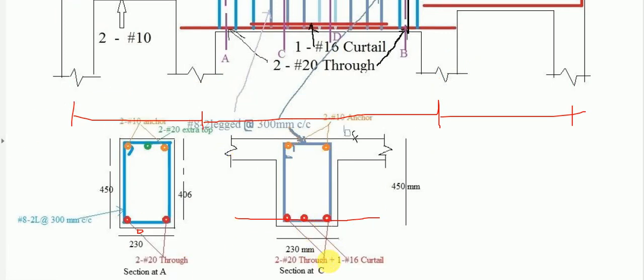So here we are ending with the design of the continuous floor beam. In the previous parts, it was the design for flexure. In this part, we saw the design for shear and then the reinforcement detailing.